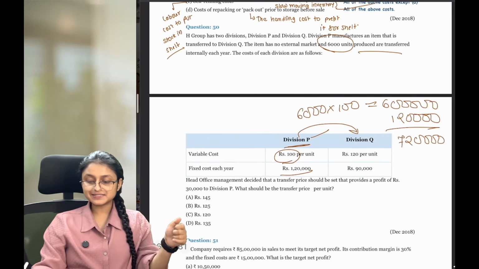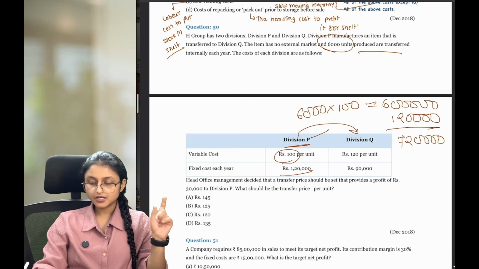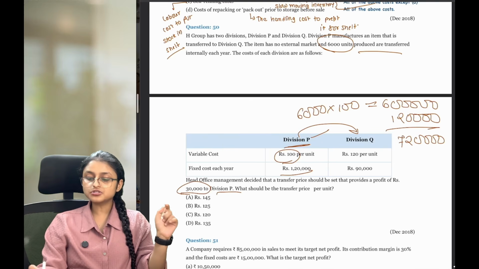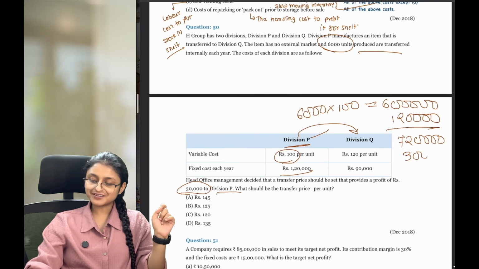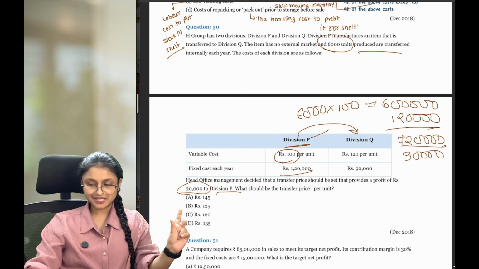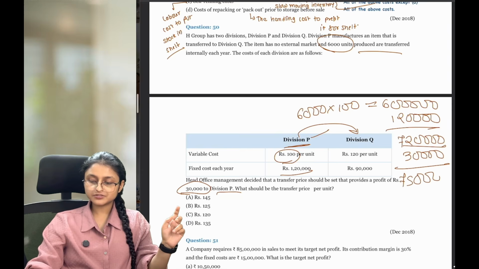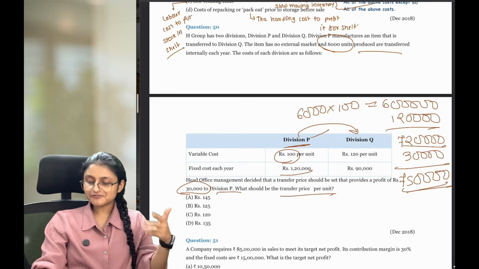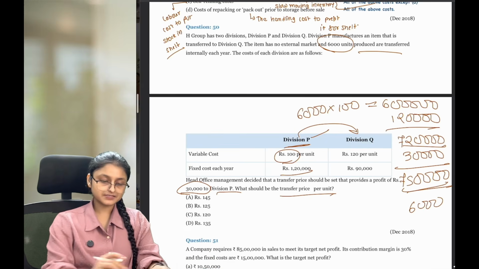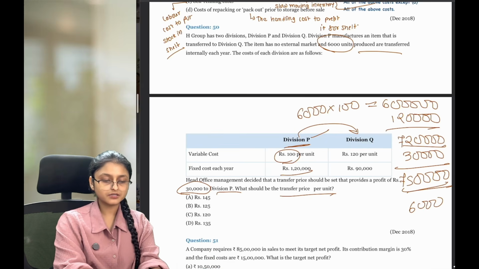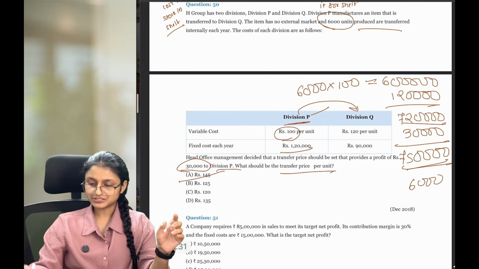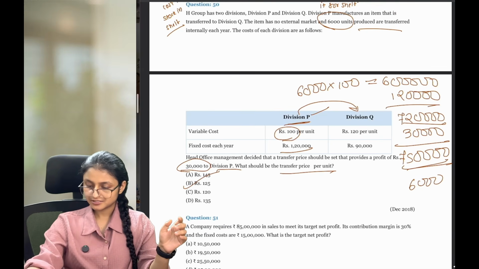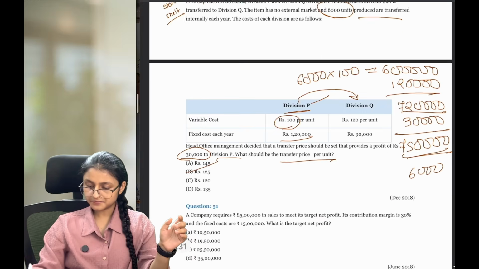Head office management decided that a transfer price should be set that provides a profit of 30,000 to division P. So division P should earn a profit of 30,000 over the cost which they are incurring. So 7,50,000 is what they will charge. And you need to tell the transfer price on a per unit basis. So 7,50,000 for all the units divided by 6,000 units which we are transferring will give you 125 as the transfer price. Okay, option number B is the correct answer.